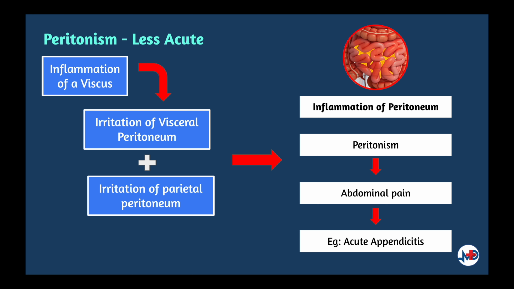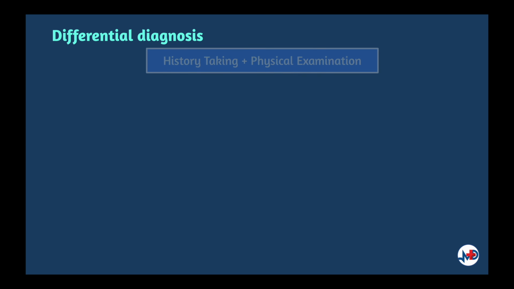That then leads to irritation of the visceral peritoneum, inflammation of the peritoneum itself in general, and then this gives rise to peritonism, which is characterized by abdominal pain.